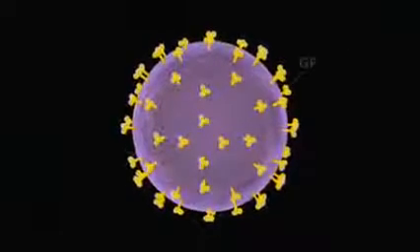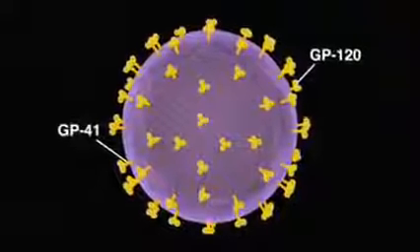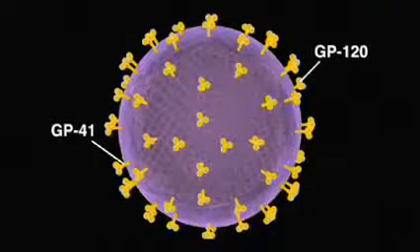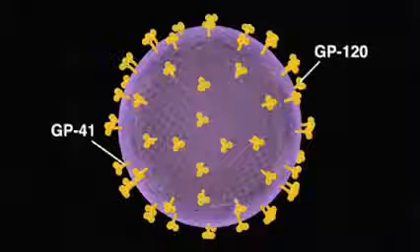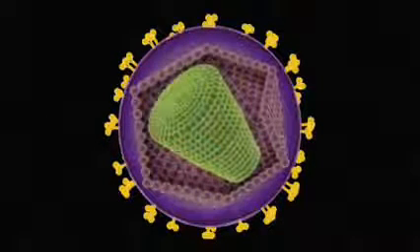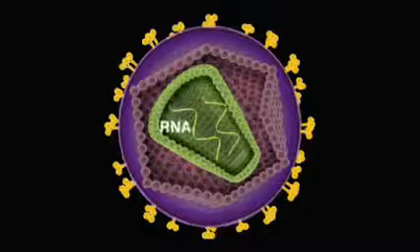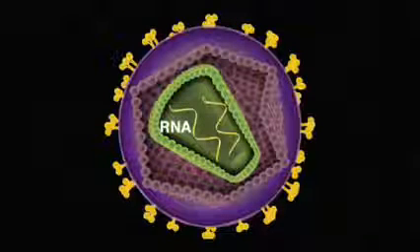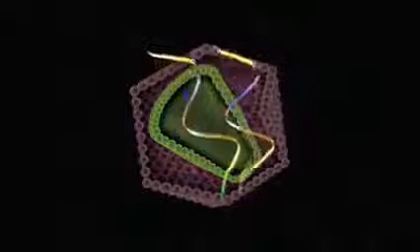The outer shell of the HIV particle is called the envelope. It is studded with sugar protein spikes that allow the virus to attach itself to specific molecules called CD4 receptors on some human cells. The viral core contains two important features. The HIV genome is carried on 2 strands of RNA.